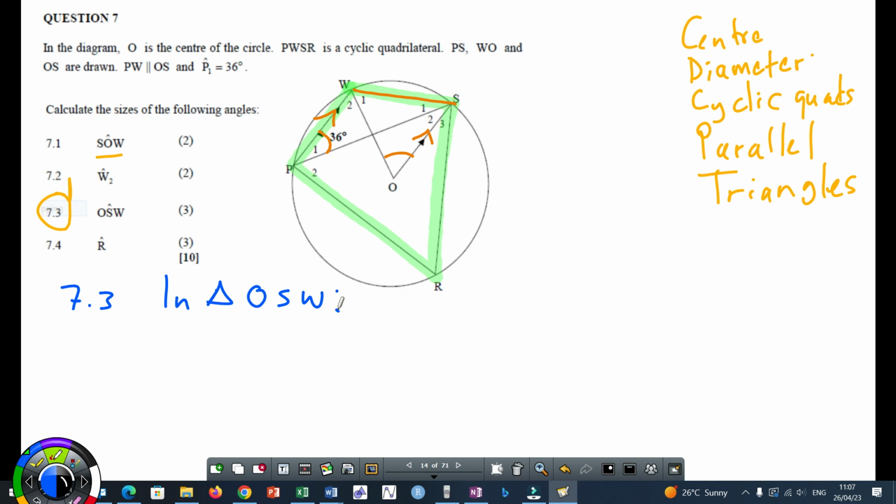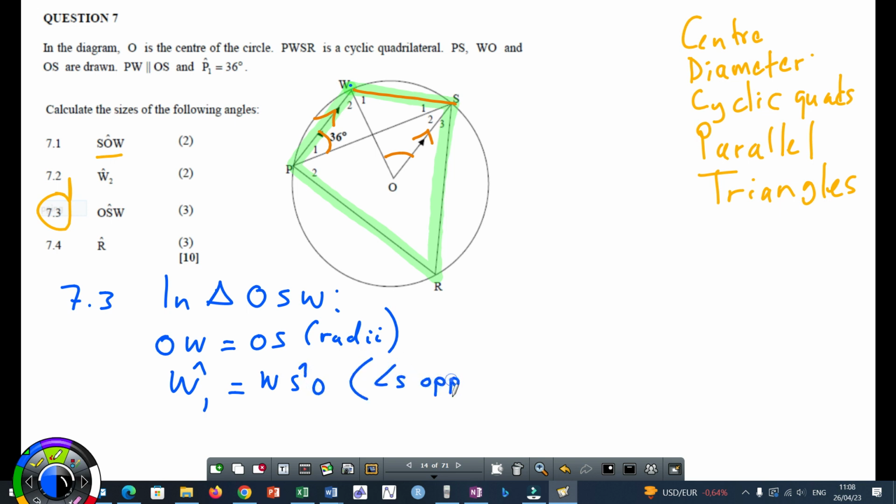So I've identified the triangle. Now before I go anywhere, I'm sure you can agree with me: OW is a radius, OS is also a radius. So I need to write here, these two are equal and they are radii. That's important. So because of this, angle W1 is going to be equal to WSO, and the reason will be angles opposite equal sides.